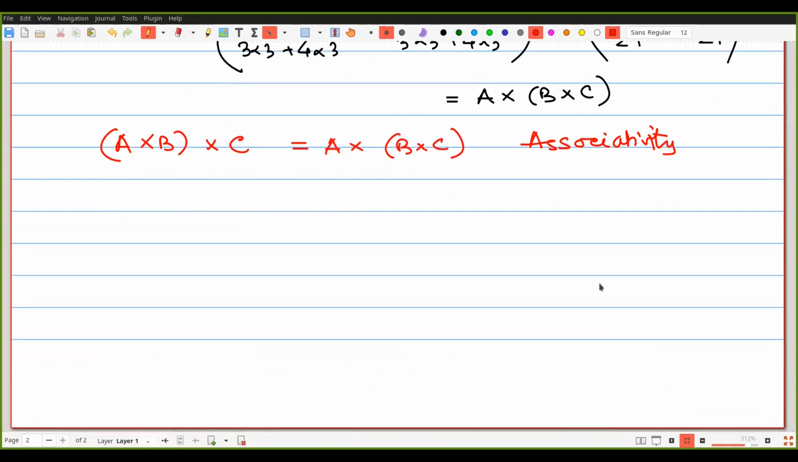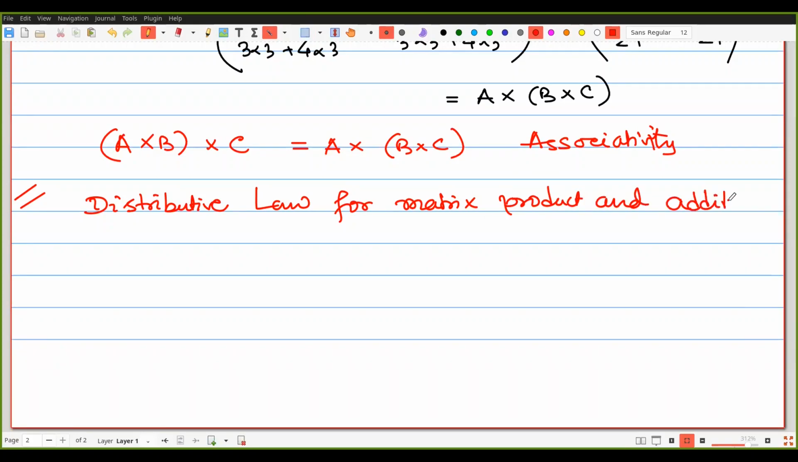Another property is called the distributive law for matrix product and addition. Here the distribution is occurring. Suppose we have a matrix A into B plus C. That is the three matrices. The first operation is addition, then the product with matrix A. So that means matrix A is distributed over B and C.